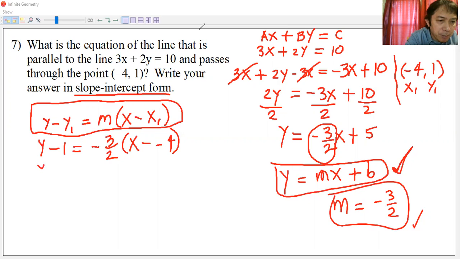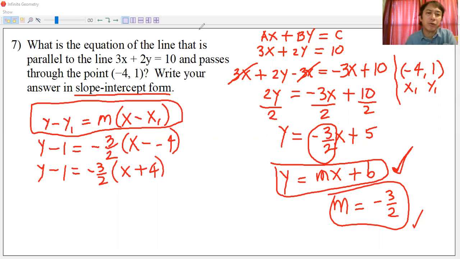This is y minus 1. This is equal to negative 3 halves times the quantity x minus negative is plus. So this is plus 4 like that. All right, let's distribute the negative 3 halves inside the terms of the grouping symbol. So that should be negative 3 over 2x. And that will be, how much is that? 12 over 2, that's 6. Negative 6. Okay, and then we still have the y minus 1 there.